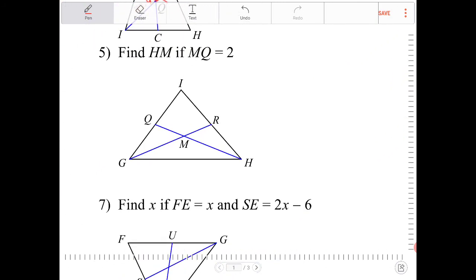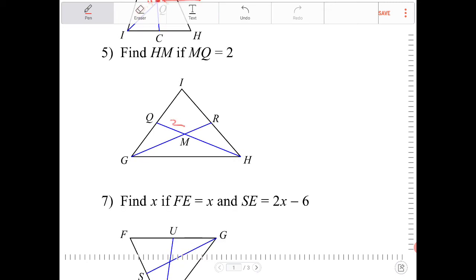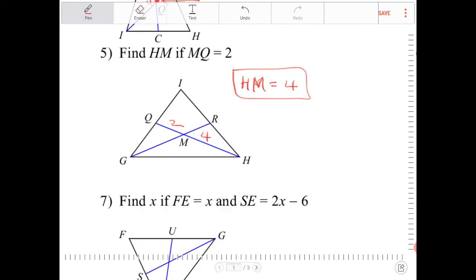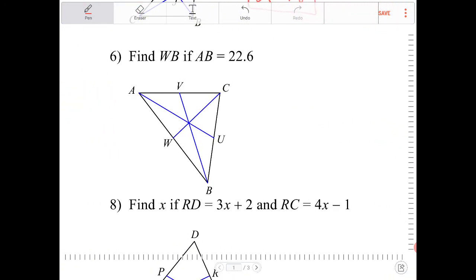Question 5. Find HM if MQ is equal to 2. HM is going to be double that. This will be 4. Question 6. Find WB. WB is half of AB. AB is 22.6. So WB will be half of 22.6, which is 11.3.